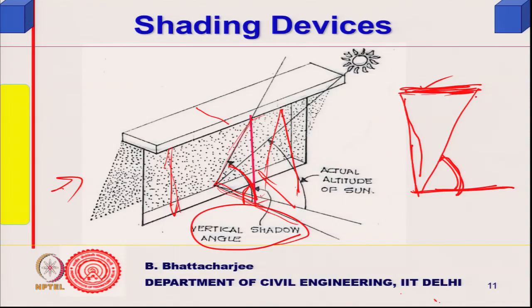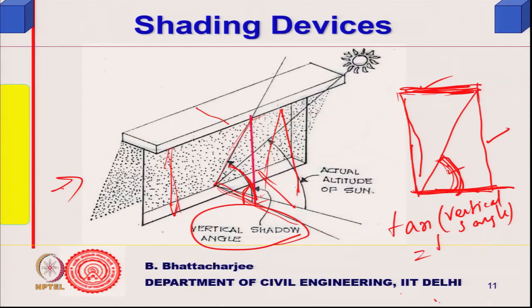And how would I find it out? Supposing I want to find out this angle, I define it as epsilon. tan of this angle, the vertical shadow angle, will be equal to the height of the window divided by the horizontal length of the shading device, right. So, I can find out this one.